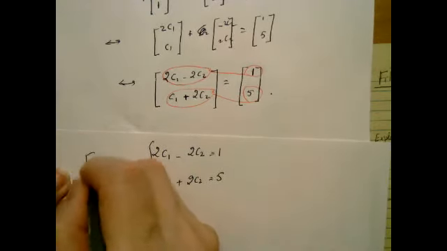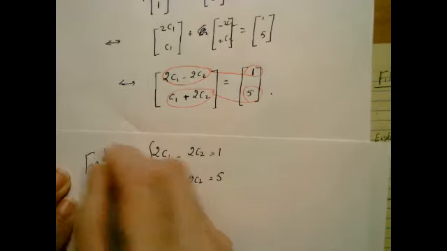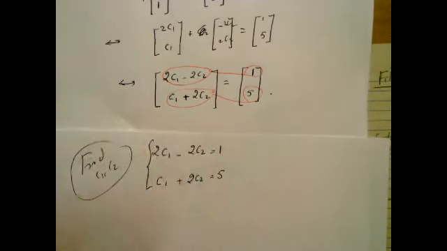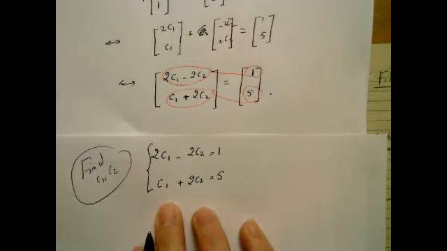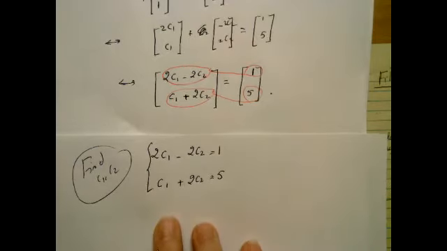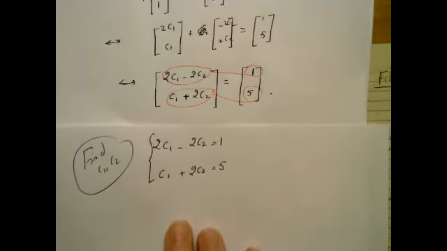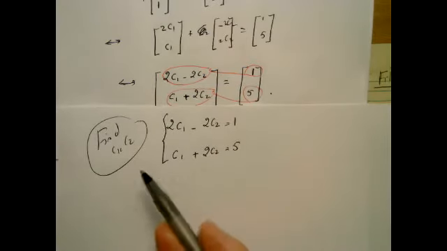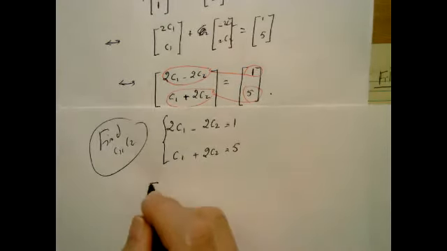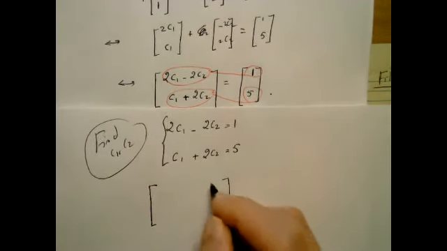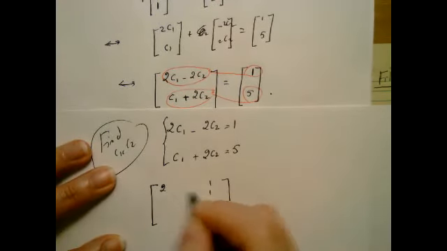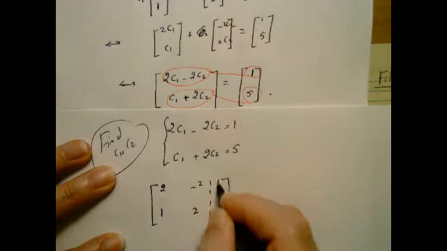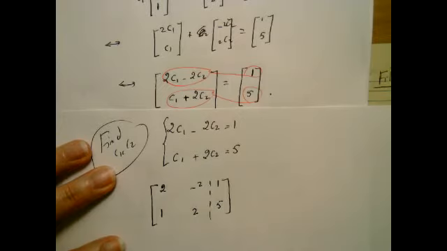So the question now is we need to find C1 and C2. Finding those weights really boils down to solving the system. Now this is an easy system. I know you can spot it and solve it, but I'm going to solve it the way we've been solving systems in class. So let us write the augmented matrix that corresponds to the system. The augmented matrix is 2, 1, and minus 2, 2, 1, and 5.